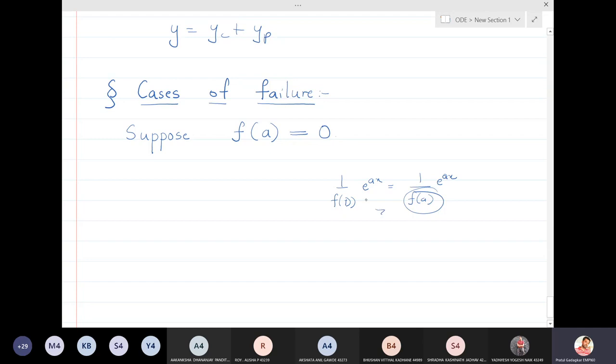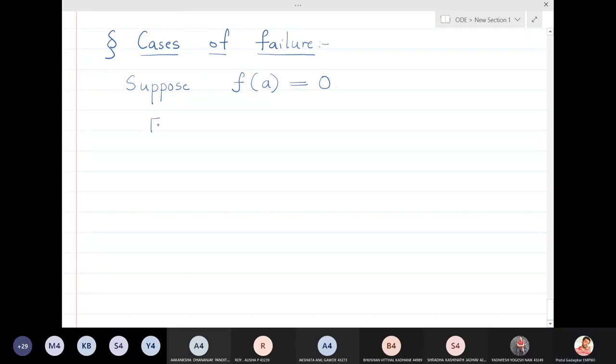So what will you do if such a thing appears? What we will do is first factorize f of D. We always factorize f of D for finding the auxiliary equation, correct? So factorize f of D and write it as D minus a, because f of a is 0, which means a is a root. So the factor will be D minus a. Whatever remaining part is there, I will call g of D. I have taken out the factor D minus a from my f of D.